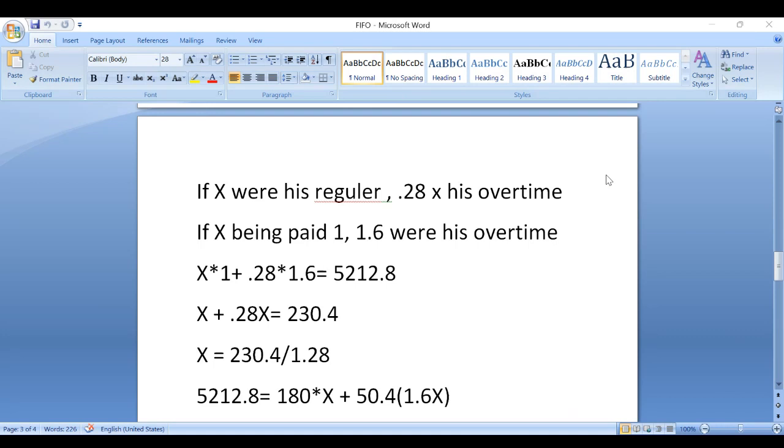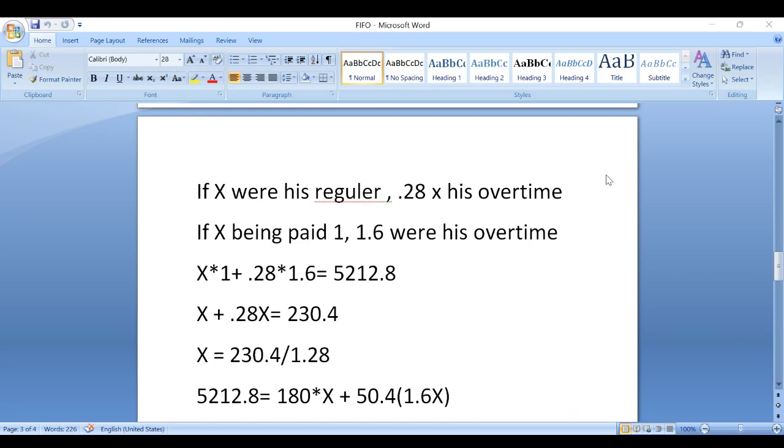So, I have solved the question which was asked before me on Friday, and this is the answer. If X were his regular income and 0.28 his overtime, that is given in the question. Suppose the employee is paid X amount in his wage and 0.28 is overtime. That means he's paid 0.28 extra for overtime. So I am assuming that X was his normal wage, and 0.28 is the overtime wage.